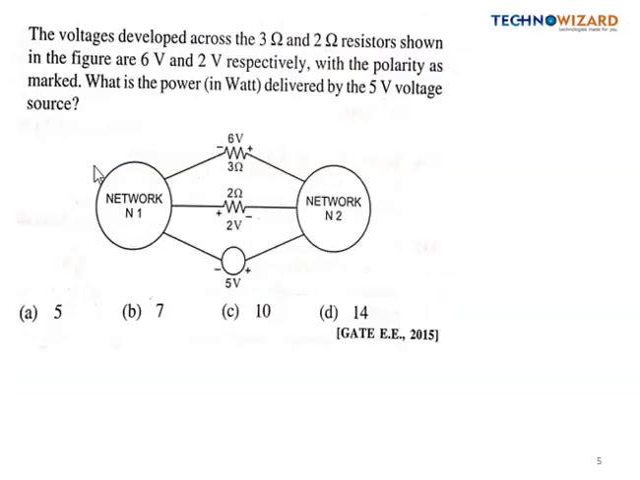Okay, so this is our next question. The voltage developed across the 3 ohm and the 2 ohm resistors shown in the figure are 6 volt and 2 volt respectively with the polarity as marked. What is the power in watt delivered by the 5 volt voltage source? Okay, so basically they have given us the two networks, and they have also given the voltage across the 3 ohm and 2 ohm, right?